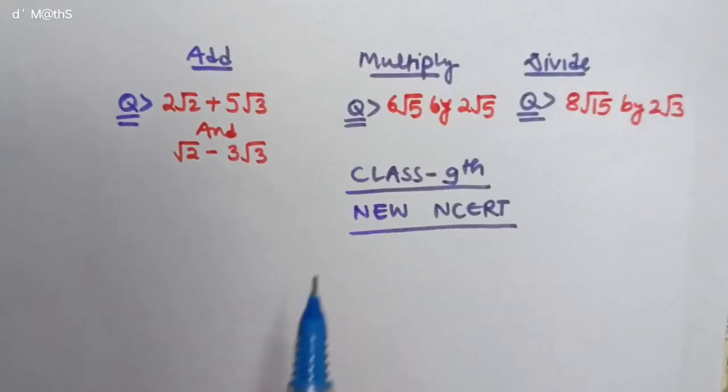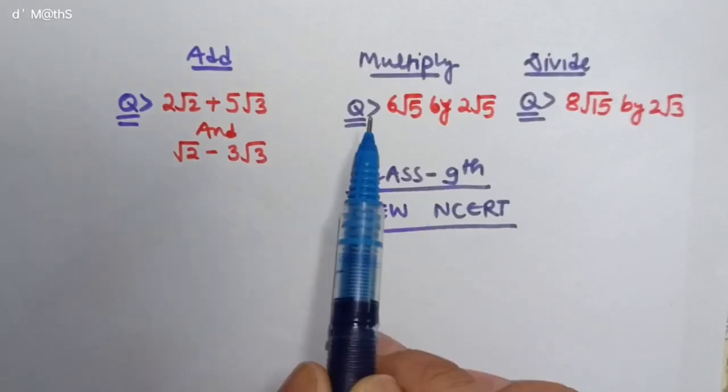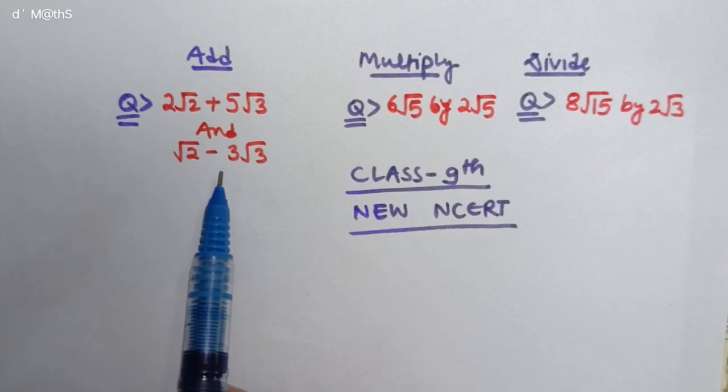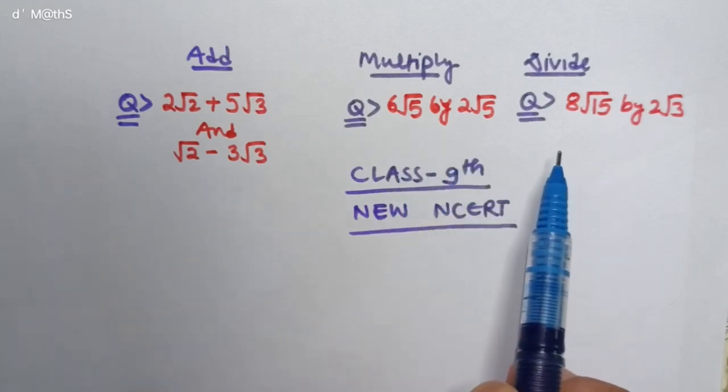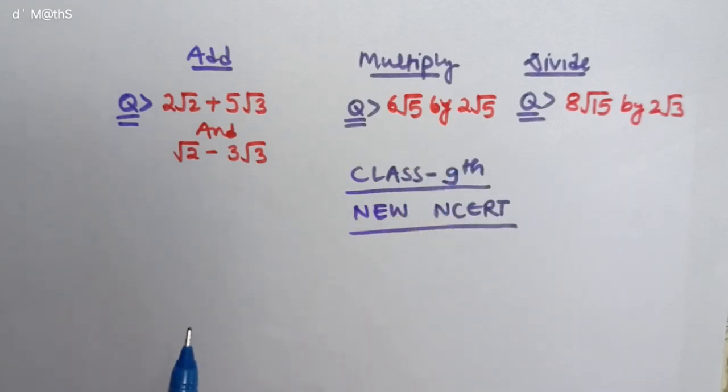So your examples and question both are important for your board exam. Okay. So today we will learn how to add roots, multiply and divide roots. So these are examples 12, 13 and 14 of your number system, that is class 9th new NCERT's question.